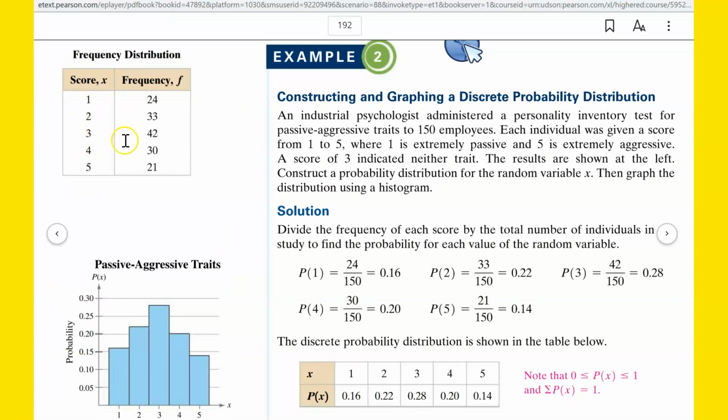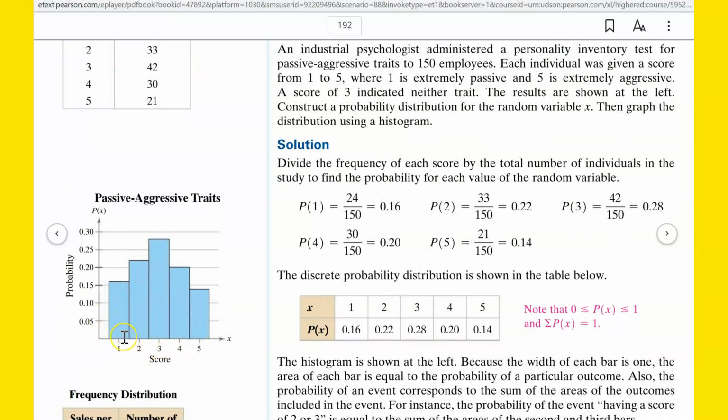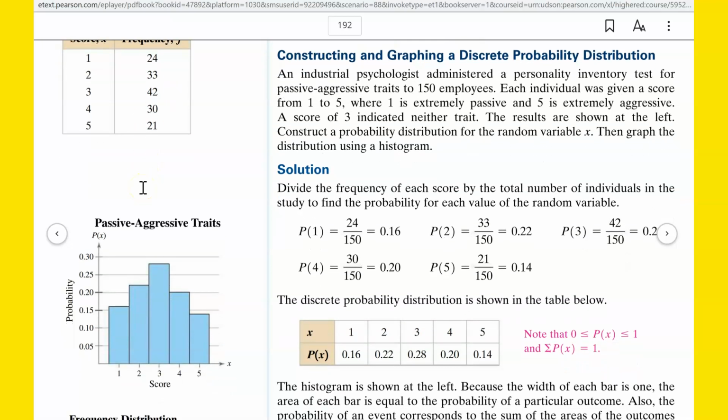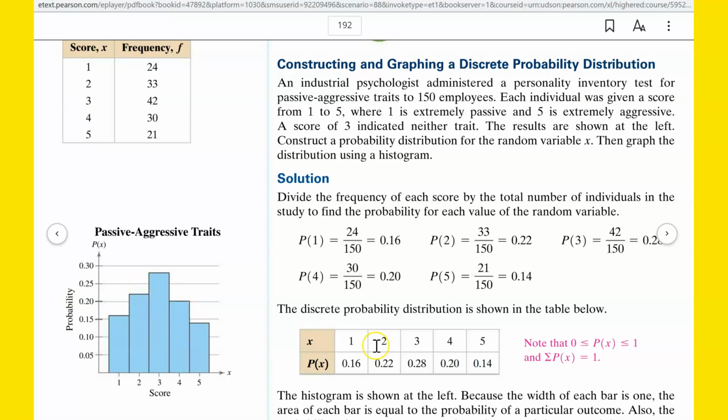So here are the scores, 1 to 5, and here are the frequencies of those scores. So then you would construct this frequency histogram. A score of 1, you would arrive at that probability by saying that's 24 divided by the total of all those, which is 150. So 24 divided by 150 would give you 0.16, which is graphed in this bar. A score of 2 would be 33 divided by 150, which would be 0.22, which is that bar, and so on and so forth. And that is the probability distribution for that example. So it's kind of the same thing as a frequency histogram.